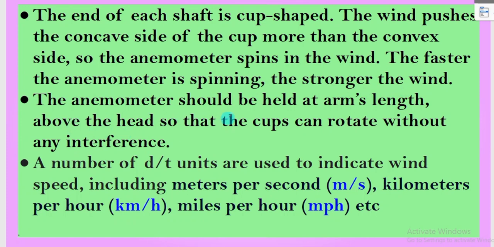The anemometer should be held at arm's length above the head so that the cups can rotate without any interference. To make it free of obstacles, we have to hold it above the head. A number of different units are used to indicate wind speed, including meters per second, kilometers per hour, and miles per hour, and so on.